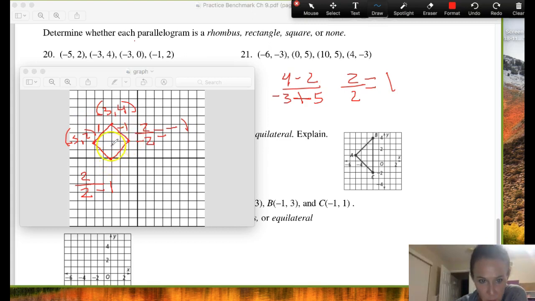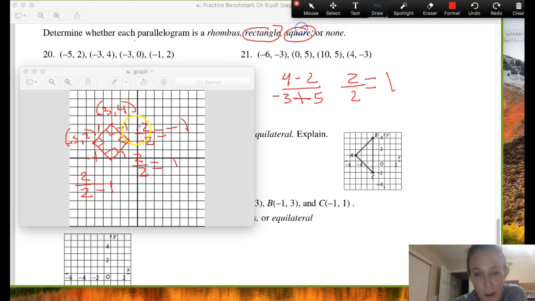Check this slope. Start here, up 1, 2, over 1, 2. That's 2 over 2. That slope is 1, so +1. Check this slope, up 1, 2, back 1, 2. So rise, run back, that's -2 over 2, so that's -1. So these are all opposite reciprocals. That means they meet at right angles. They're perpendiculars. So I do know I have at least a rectangle, okay?